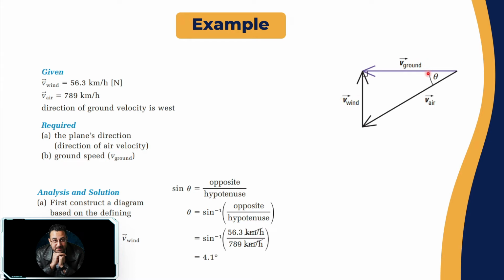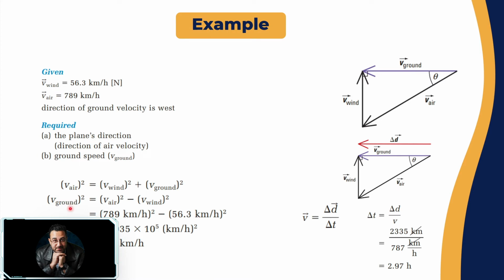Sometimes you could need to use the cosine theta, so you need to be flexible. Either use tan theta in most cases and sine theta sometimes. Cosine theta is less common to use, but it is possible to use. What is the ground speed? You know that. V ground would be the square root of v air squared minus v wind squared.